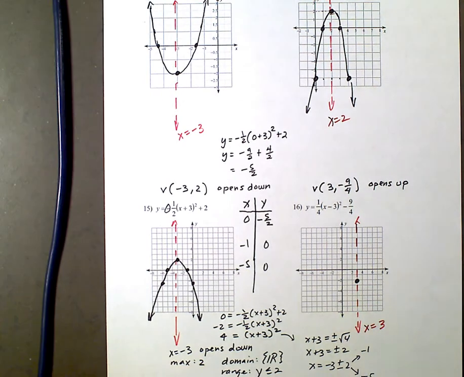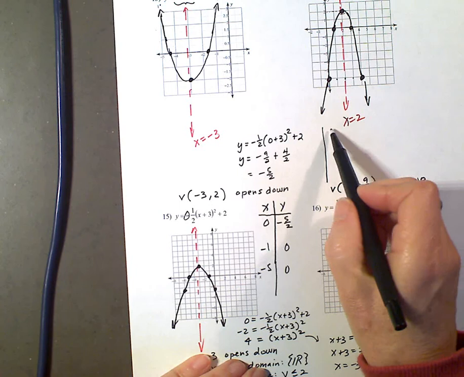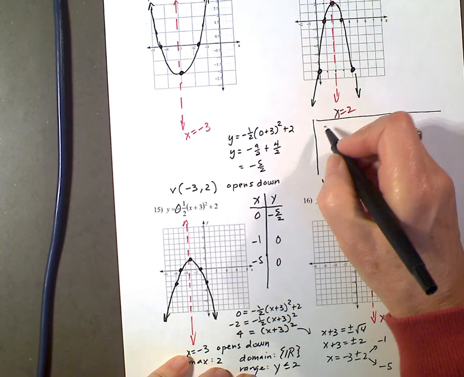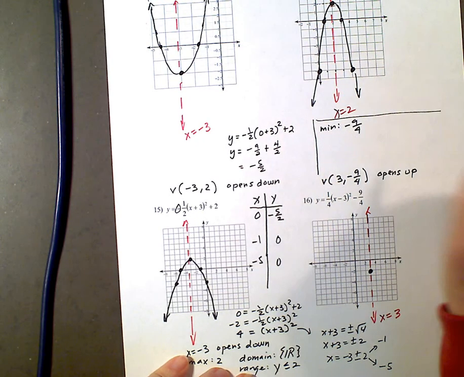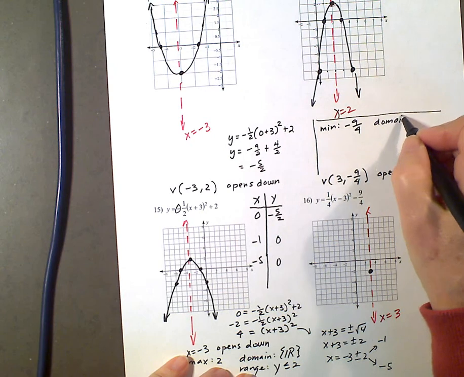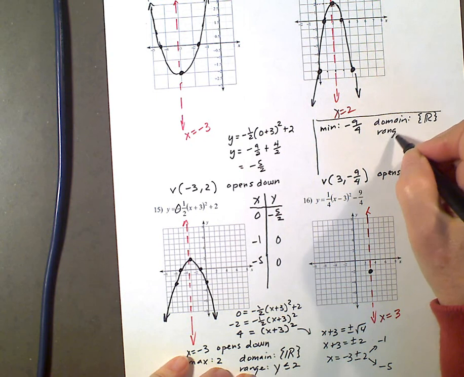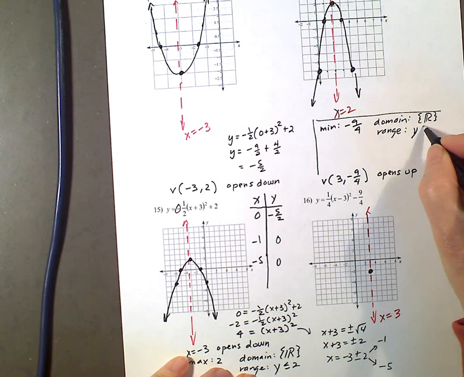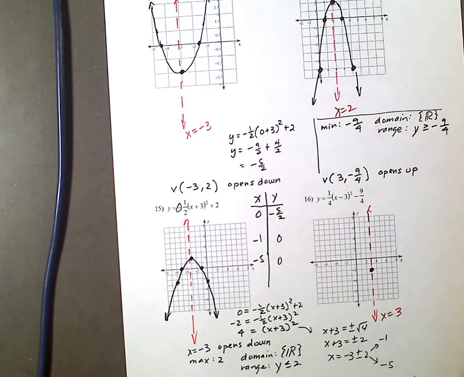So I'll do all my work up here for this one. This is opening up, so I'm going to have a minimum value of negative 2 1/4, negative 9/4. Domain, all reals. Range, y is never going to go below that, negative 9/4, so y will always be above it. Let's see. Now we need the x and y intercepts.